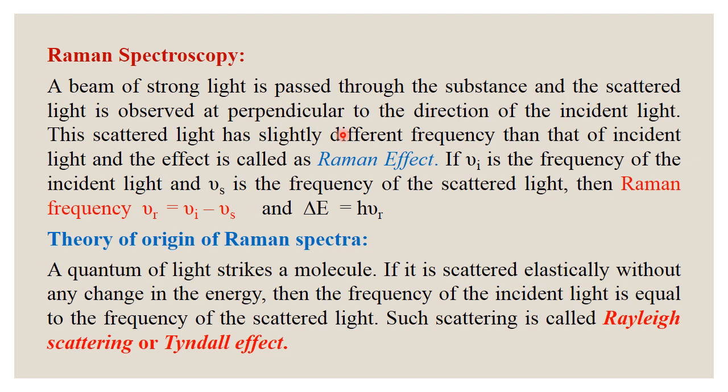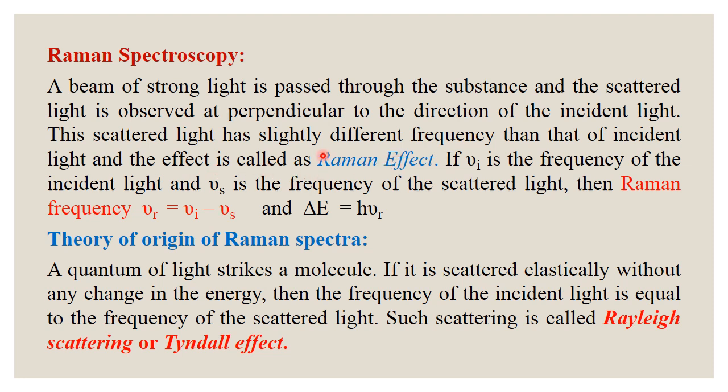That is, the rotational spectra and absorption spectra we have seen so far deal with absorption of light. But here a beam of light is passed through the substance. The scattered light is observed perpendicular to the direction of the incident light. We are going to study the scattered light in Raman spectroscopy. The scattered light has a slightly different frequency than the incident light. Scattered light and incident light will be slightly different. Why is this? This is due to the Raman effect.